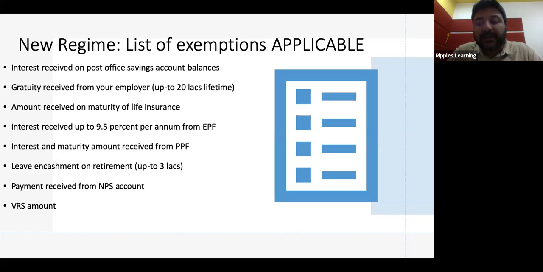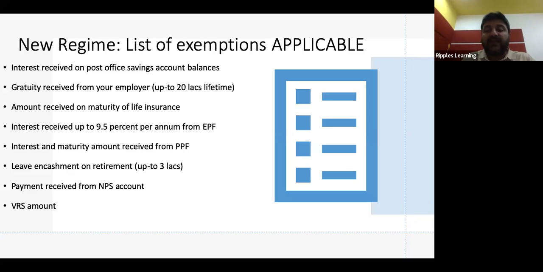Now, what else are exemptions which are still applicable on the new tax regime? Interest received on a post office savings account. So if you have a post office account as a single account owner, 3,500 of interest. So if you put money, you are getting interest on that, right?